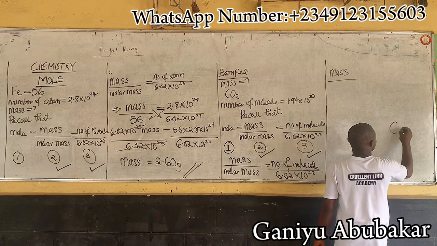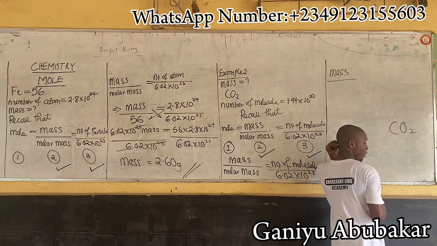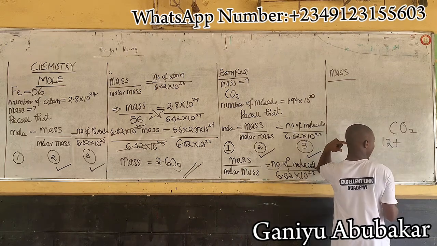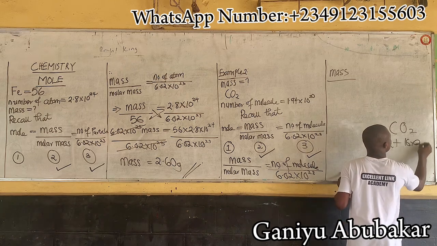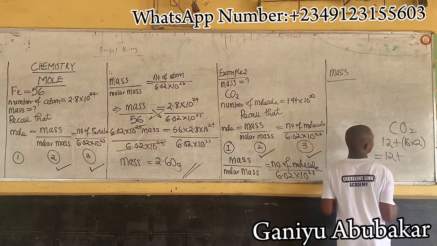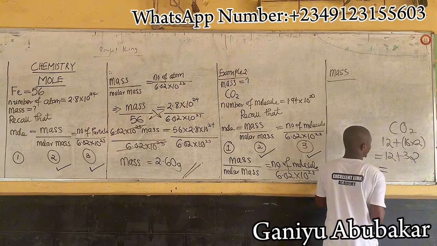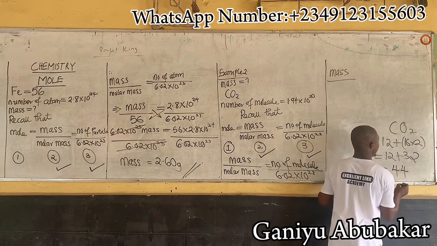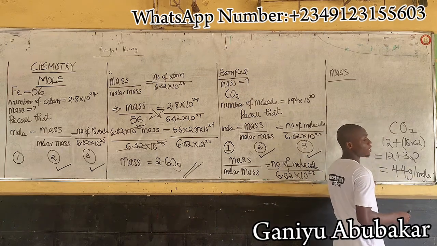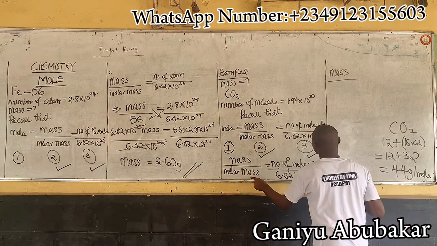I have CO2. Let's get the molar mass. Carbon has atomic number 12, so I have 12 plus oxygen, which is 16, times 2 because there are 2. This gives 12 plus 16 times 2, which is 32. If I add this together, I'll have 44 grams per mole. This is how to calculate relative molecular mass. I've done a video on it in our previous classes.